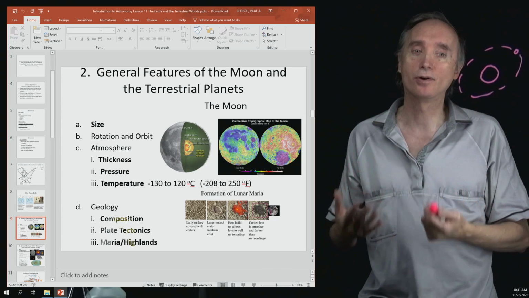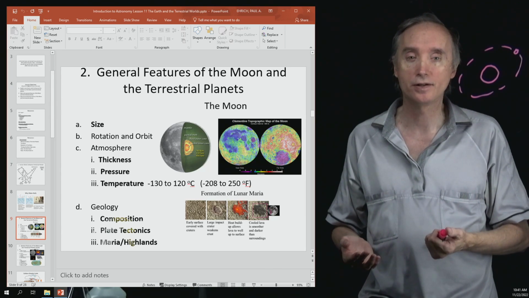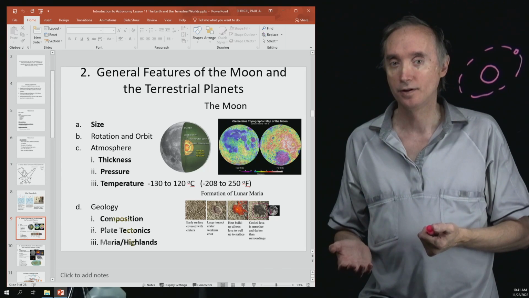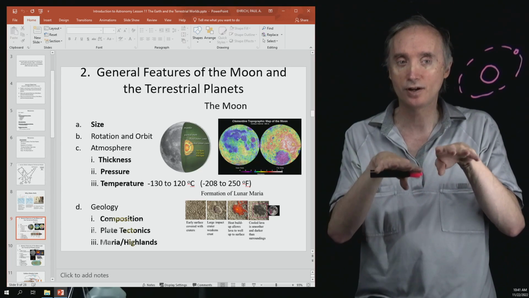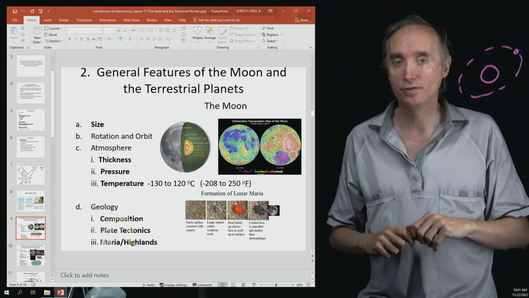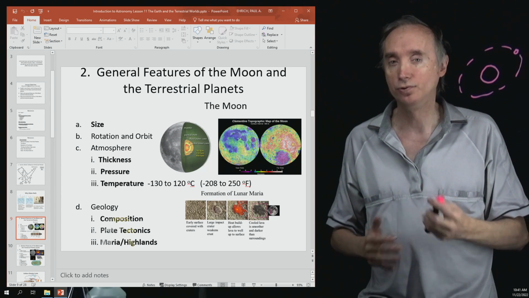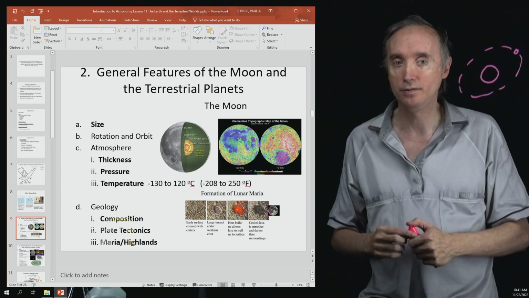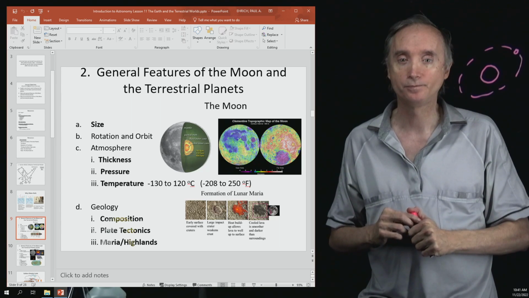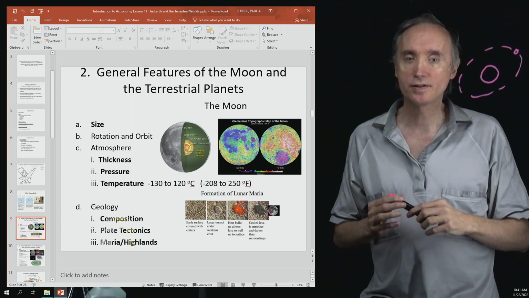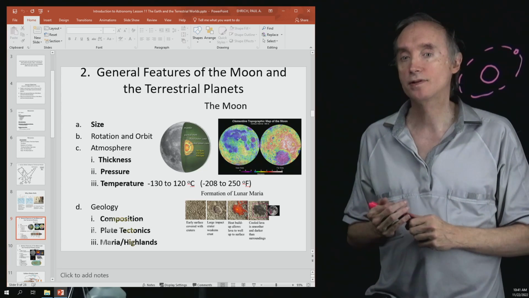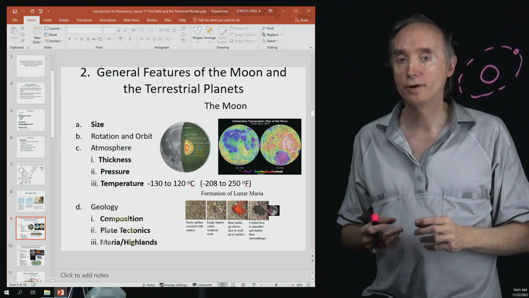Now, it still has earthquakes. Well, we don't call them earthquakes, they would be moonquakes. So occasionally things do kind of jiggle inside the moon, and then that generates moonquakes, but nothing of any major significance. Okay, then the last thing I want to mention about the moon is going to be the Maria and the Highlands.